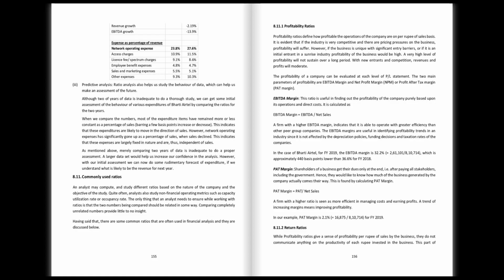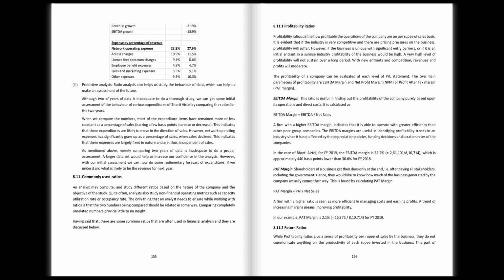The profitability of a company can be evaluated at each level of the P&L statement. The two main parameters of profitability are EBITDA margin and net profit margin, NPM, or profit after tax margin, PAT margin. EBITDA margin: this ratio is useful in finding out the profitability of the company purely based upon its operations and direct costs. It is calculated as EBITDA margin equals EBITDA divided by net sales.